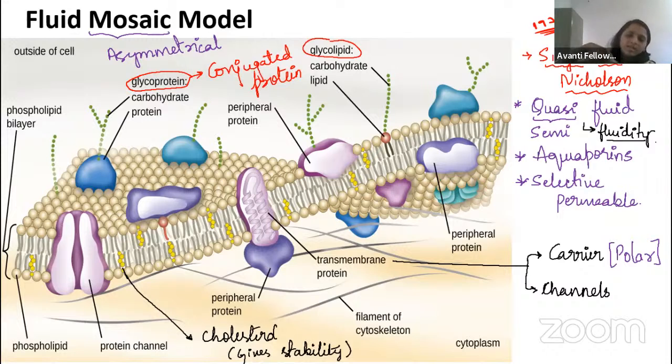Okay, fine. Then let us come to the composition of the plasma membrane. What are there in the plasma membrane? Okay, so what are there, guys?